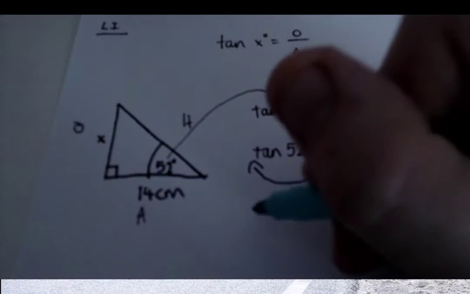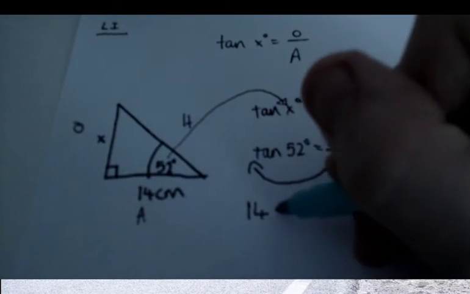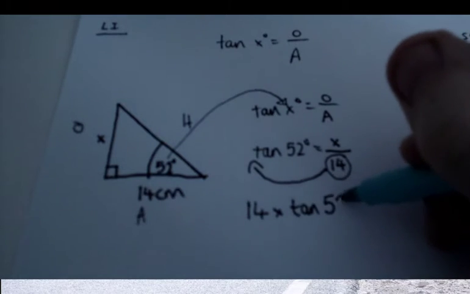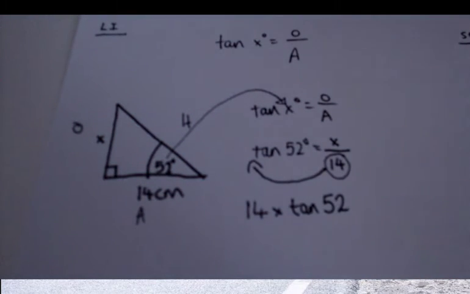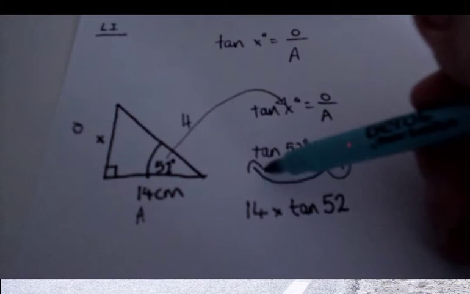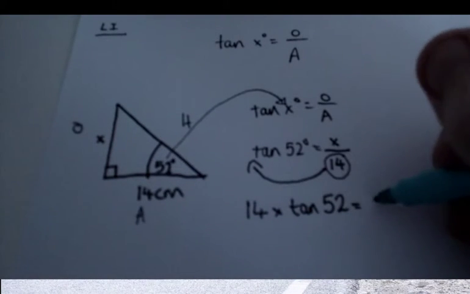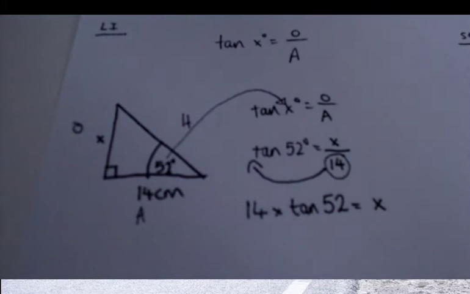So what this would look like is the following. The 14 would now be up beside the tan 52, and it would be multiplying it. So if I move that 14 up there, I'm going to get 14 times tan 52, and that's going to equal x. The whole point of this is to get the letter x by itself. Okay, that's what we're trying to do.